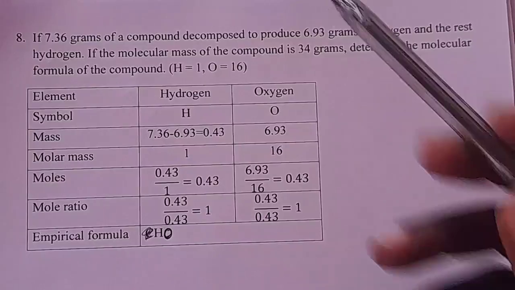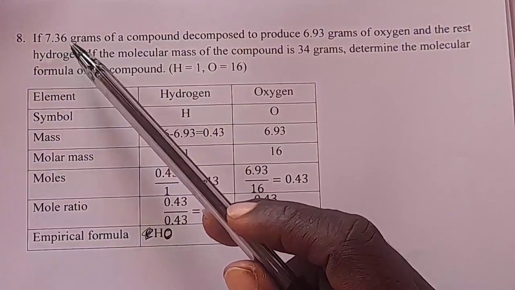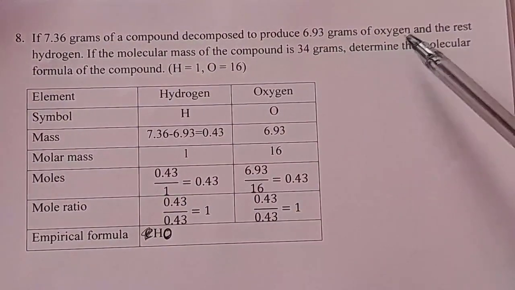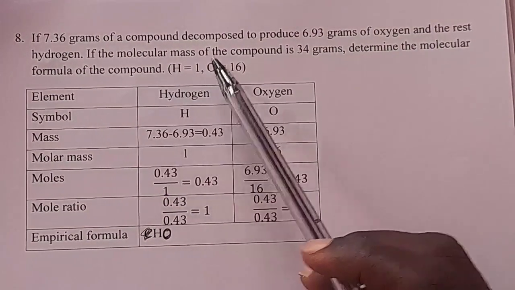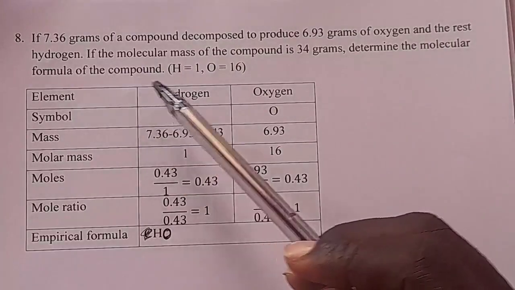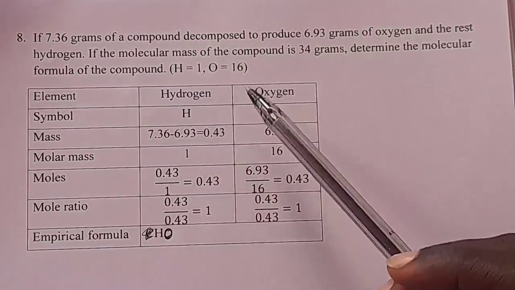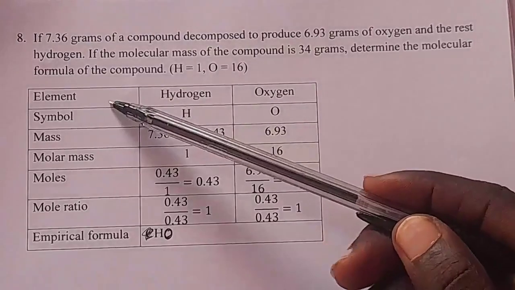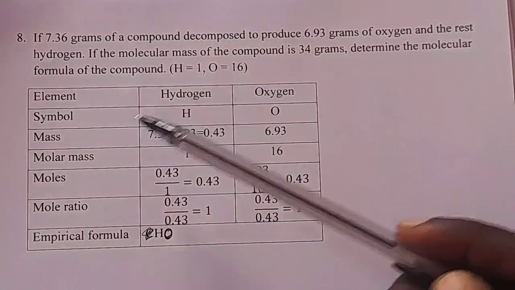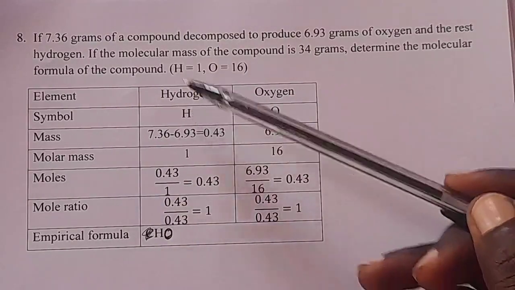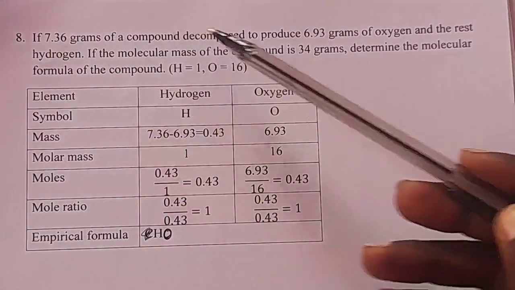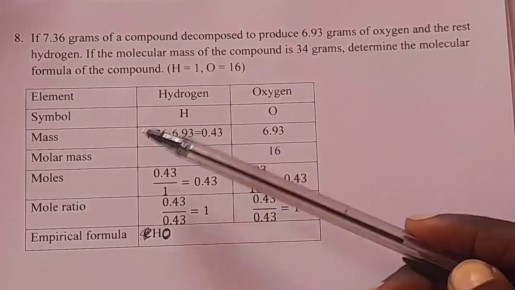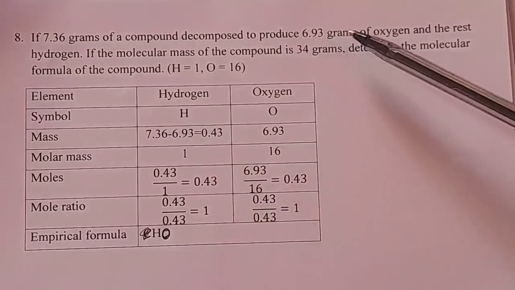Then there, question 8, we are told if 7.36 grams of a compound decompose to produce 6.93 grams of oxygen and the rest hydrogen. If the molecular mass of the compound is 34, determine the molecular formula of the compound. H is 1, O is equal to 16. Okay, for us to get the molecular formula, we have to get the empirical formula. We write element, hydrogen, oxygen, the symbol HO, the mass. For hydrogen, we are going to say 7.36 grams for the whole compound minus 6.93 for oxygen, so that we get 0.43 grams for the mass of hydrogen. Then oxygen is given here, 6.93 grams of oxygen.